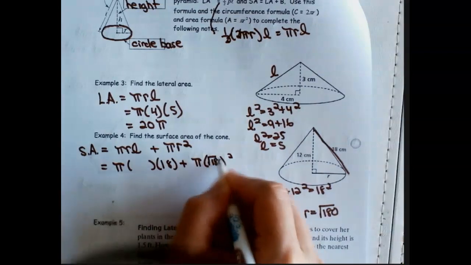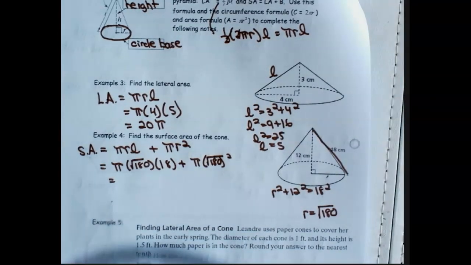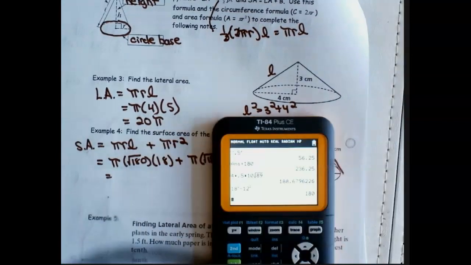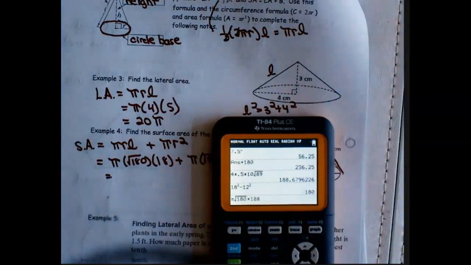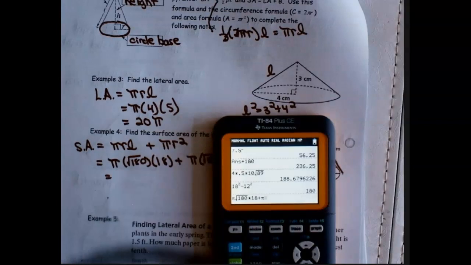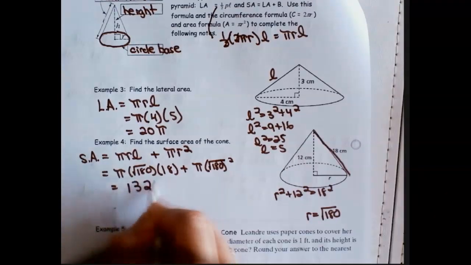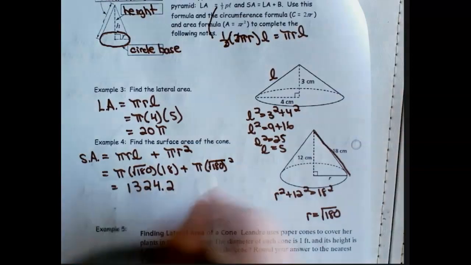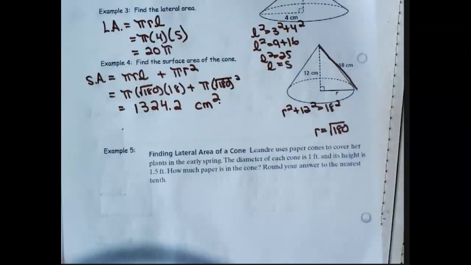So we've got radical 180 squared there, and we have radical 180 there. And I'm just going to go ahead and type it in and enter it to the nearest tenth. So here we go. We've got pi, the square root of 180 times 18 plus pi, square root of 180 squared, and that's it. And we end up with 1,324.2 centimeters squared. Okay, let's go look at the last one.